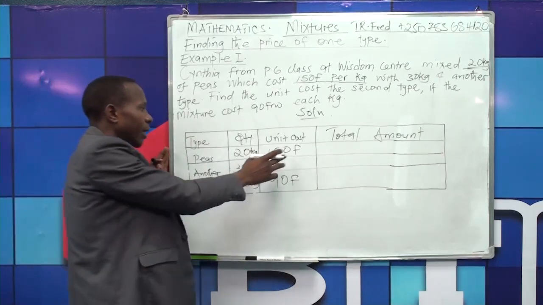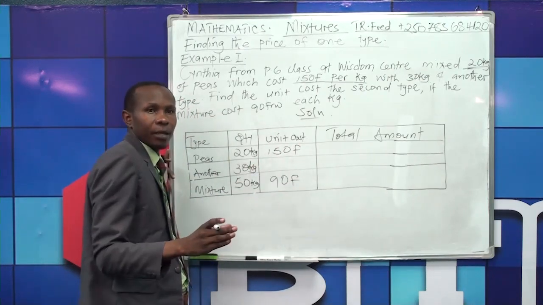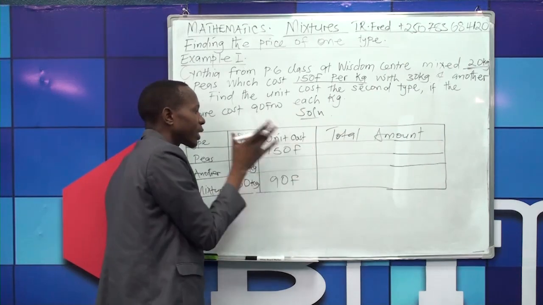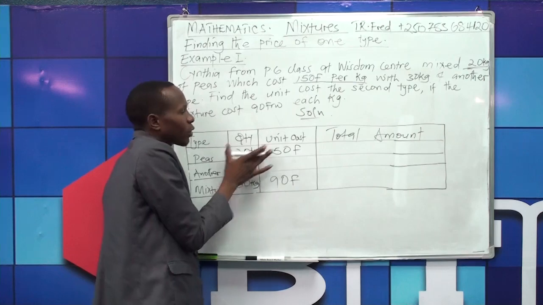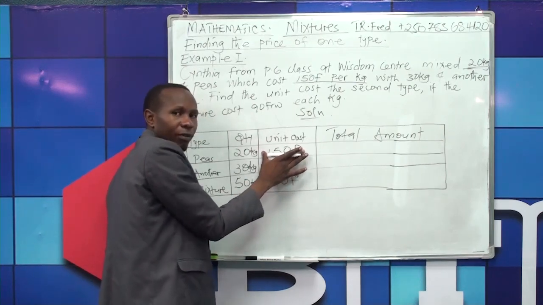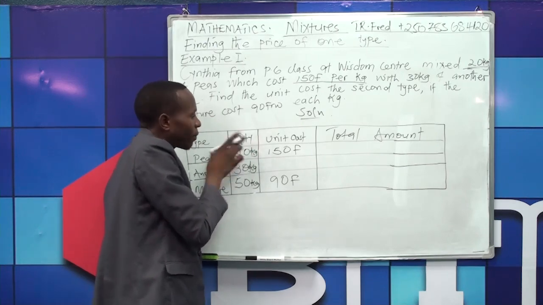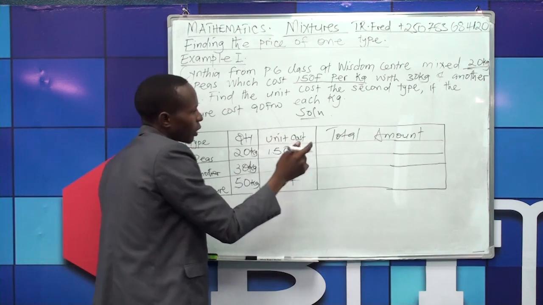Because we know 1 kilogram is equal to 150. But at this time, they are not after 1 kilogram. We now want to find the amount that one person can spend on 20 kilograms if 1 kilogram is sold at 150. So for us to get the amount, we shall get the quantity times unit cost.